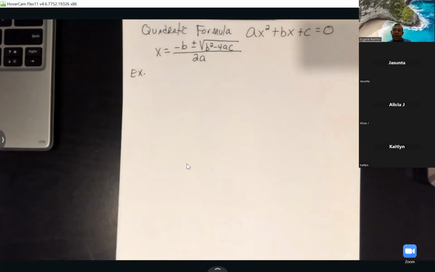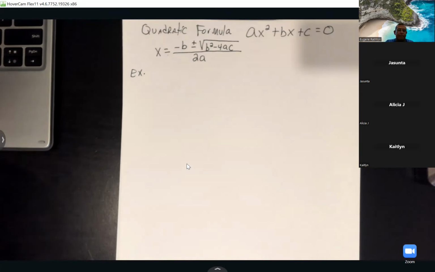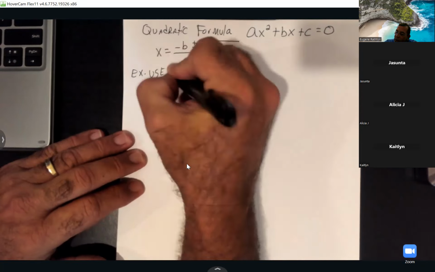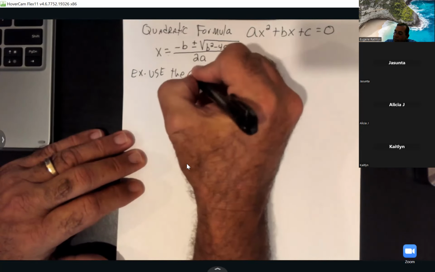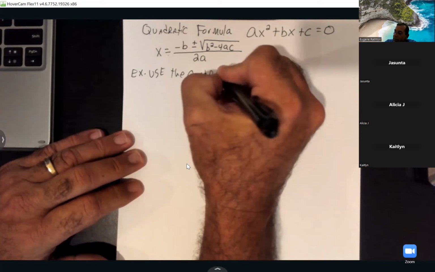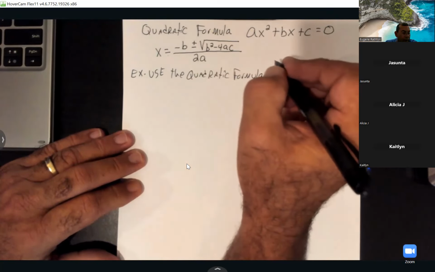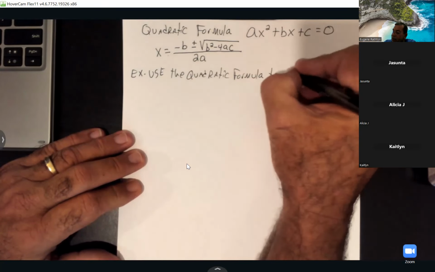So I'm going to show you one of these before we end tonight, and then let's see, we come back Tuesday? I will go over these more, and then we'll start studying for that final exam. So I'm just going to do one of these. Use the quadratic formula to find the exact solutions.